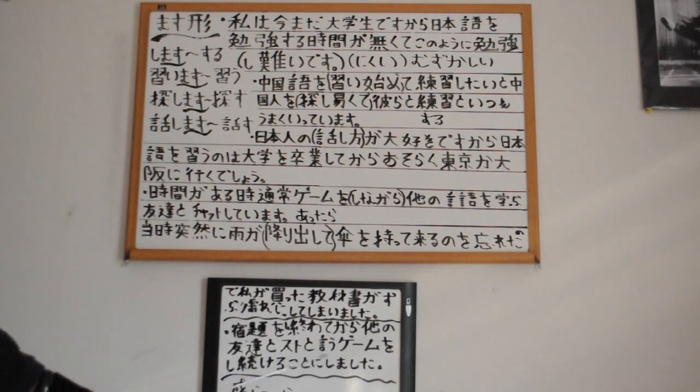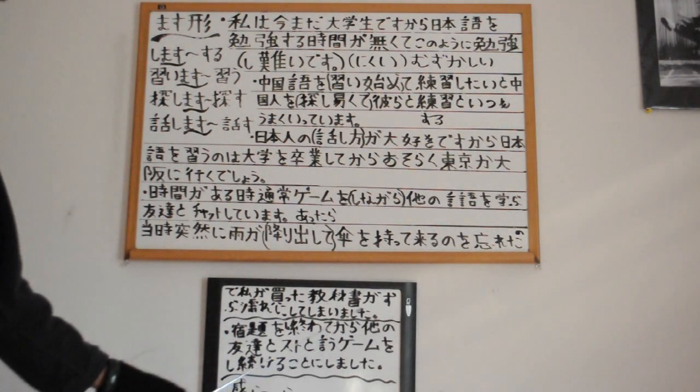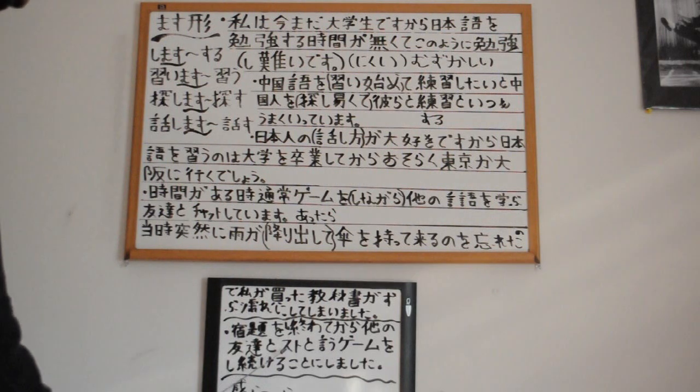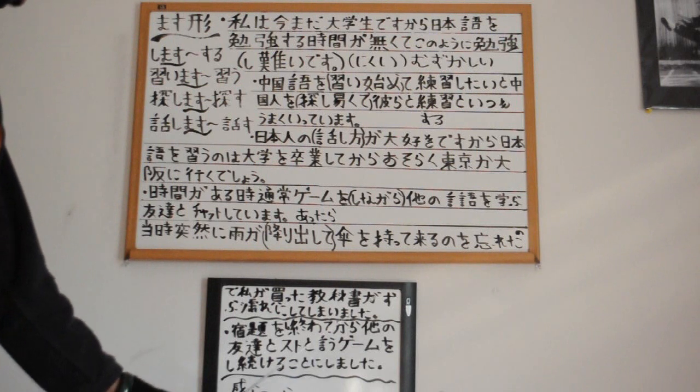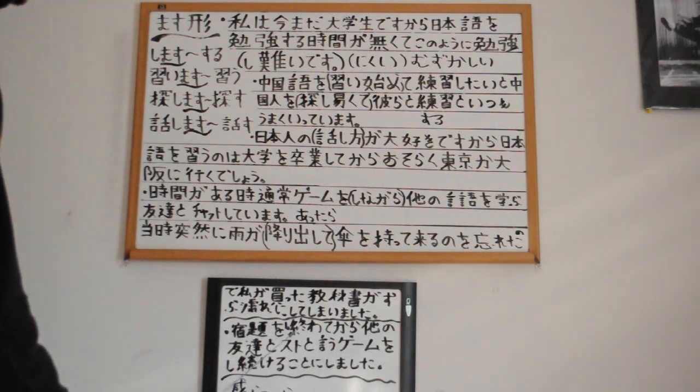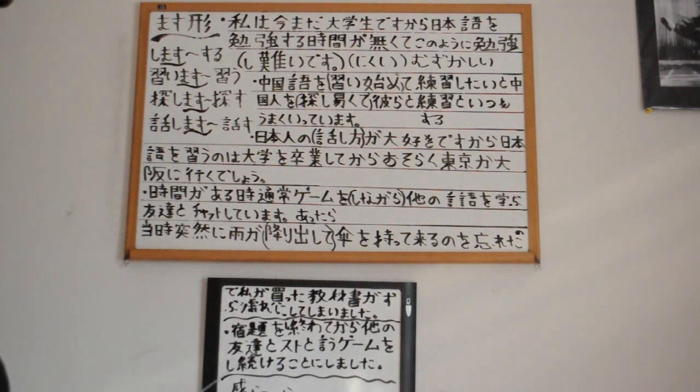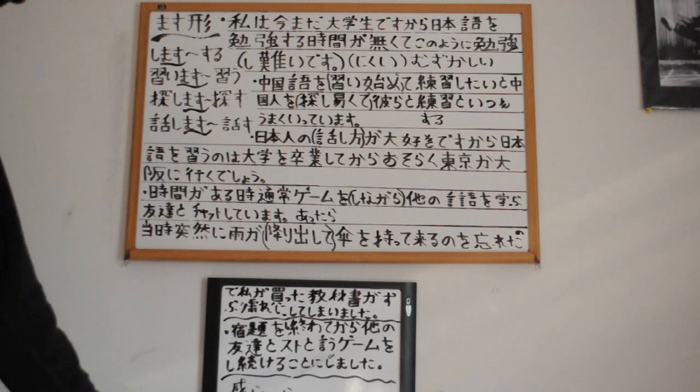So after I finished that, after I completed that, hoka no tomodachi, other friends, to, with those other friends, sutoファ to iu game. Suto means Street Fighter. That's just short for Street Fighter. So a game called Street Fighter o shi tsuzukeru koto ni shimashita. Tsuzukeru is also part of the masu form. You take off the masu and add tsuzukeru to continue doing whatever the verb is, which in this case is shimasu. So to continue playing. So shi tsuzukeru koto ni shimashita.